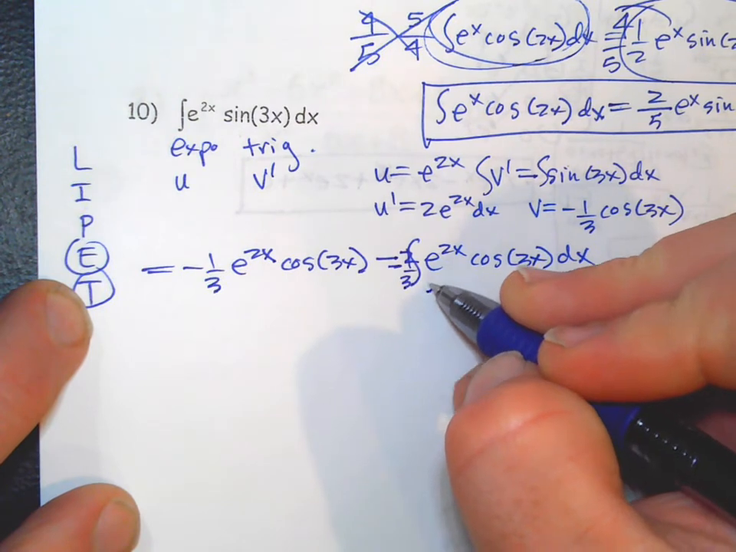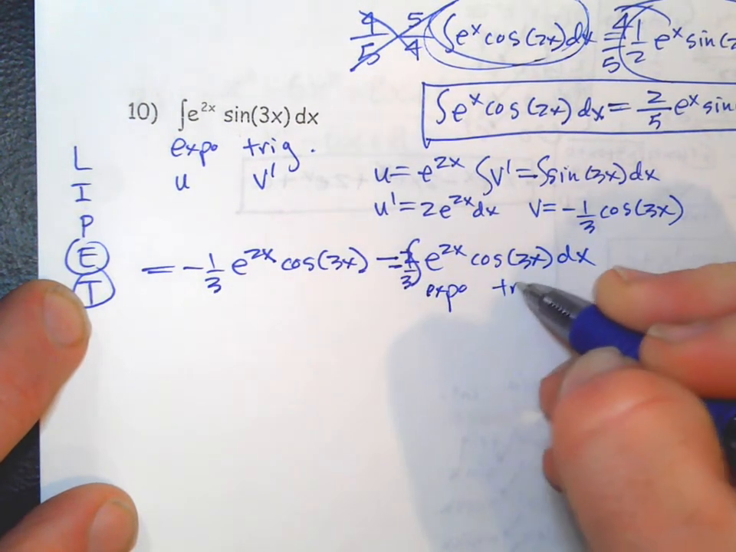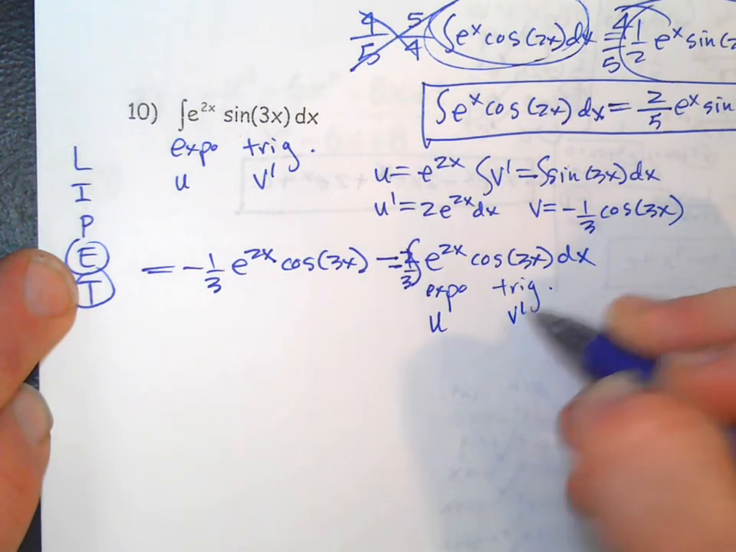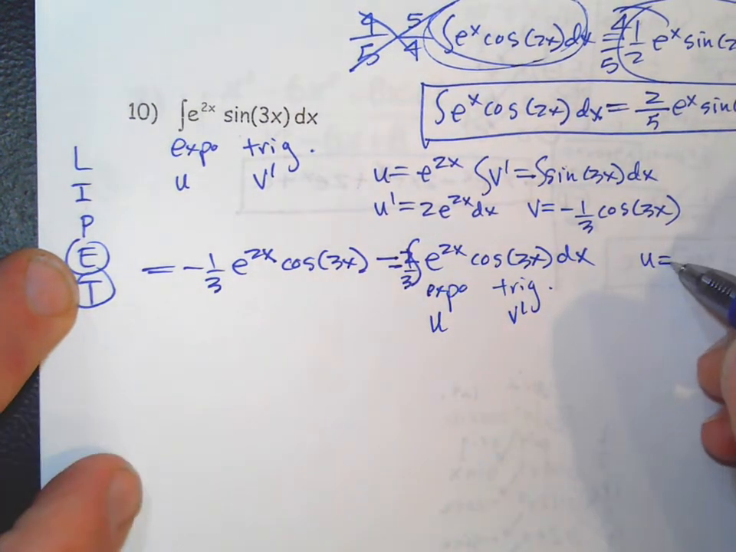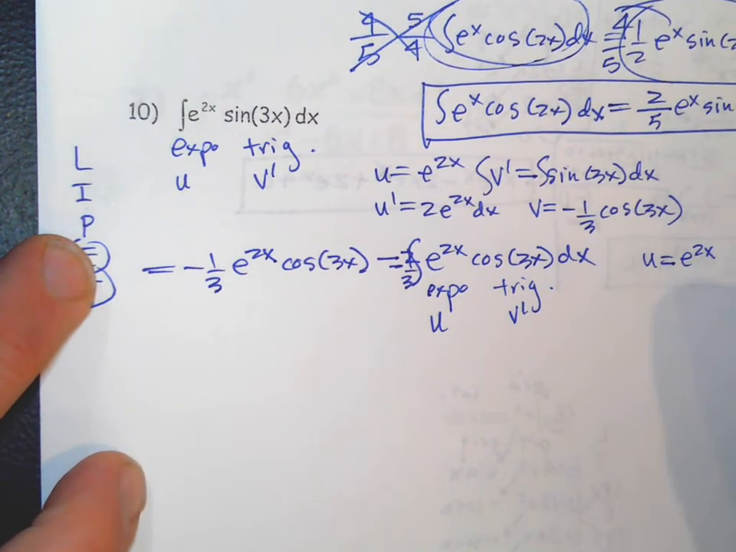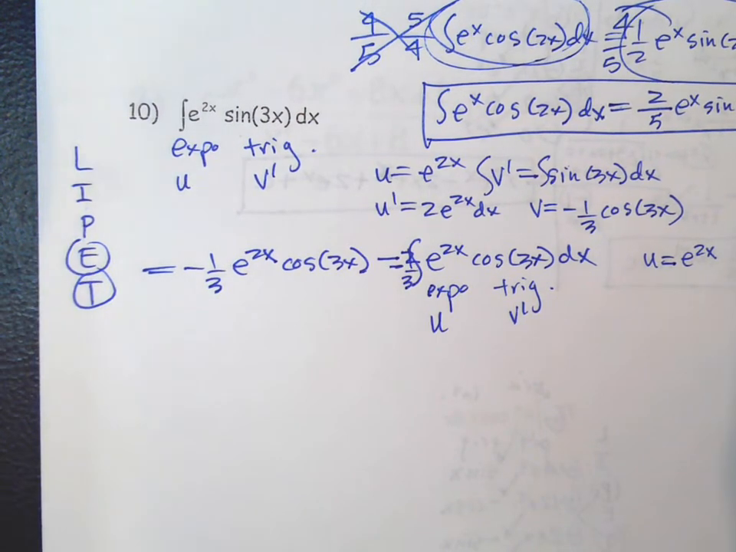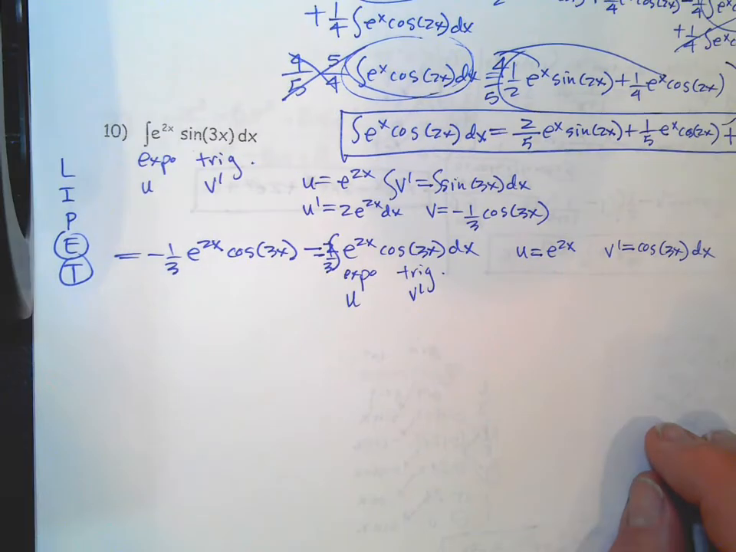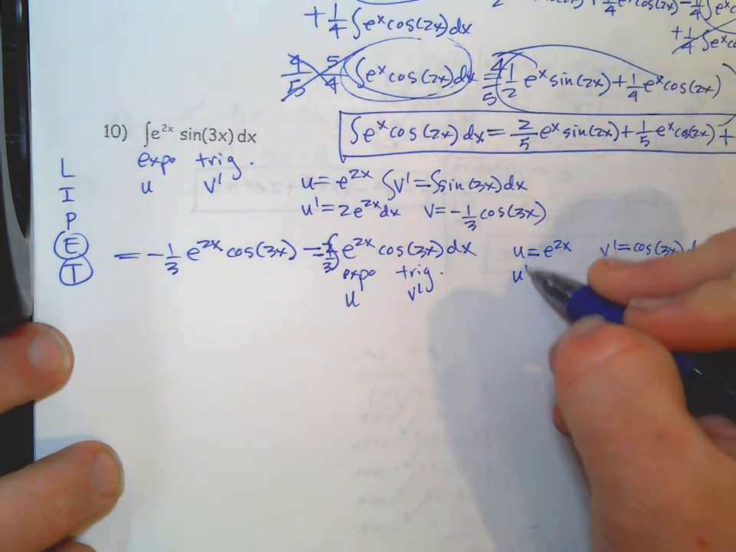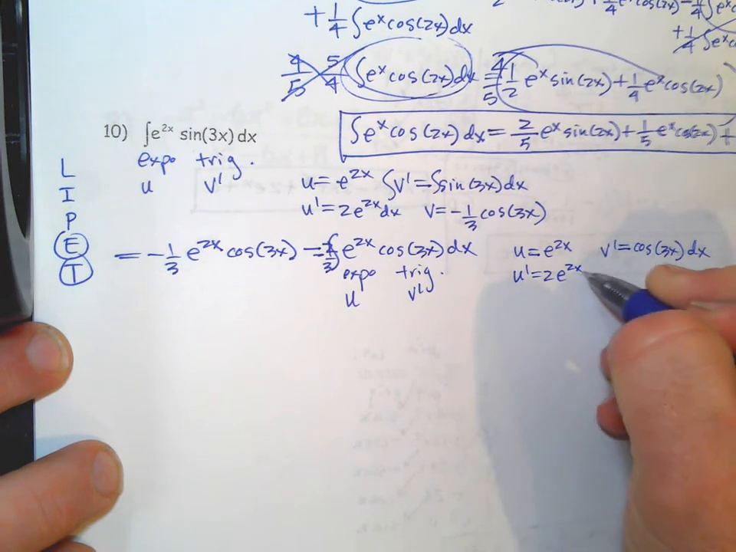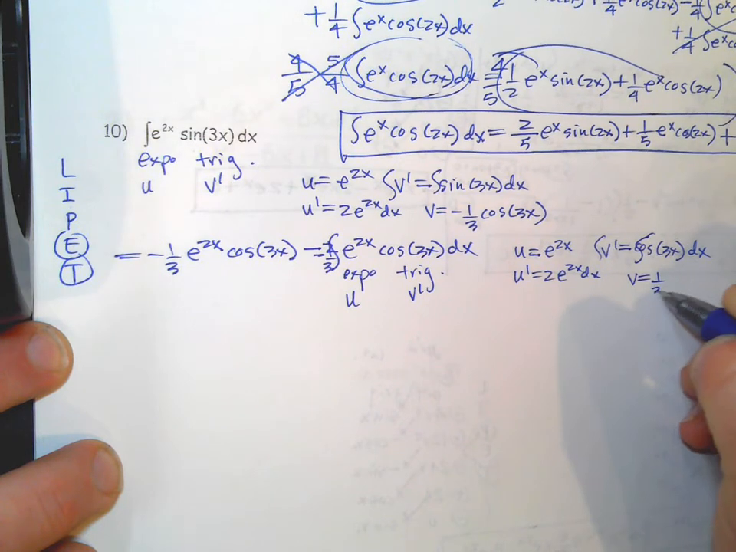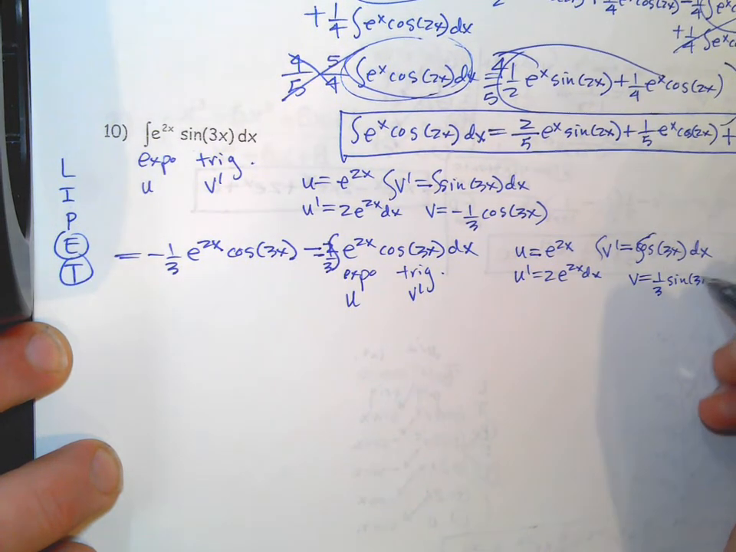So this is Expo. This is Trig. So Expo should be the U. Trig should be the V prime. This is a new U. U equals e to the 2x. V prime equals cosine 3x dx. Okay, so U prime equals 2e to the 2x dx. V equals 1/3 sine 3x.